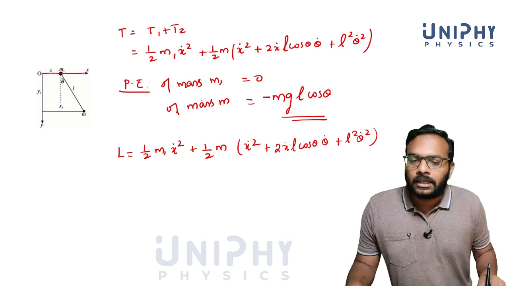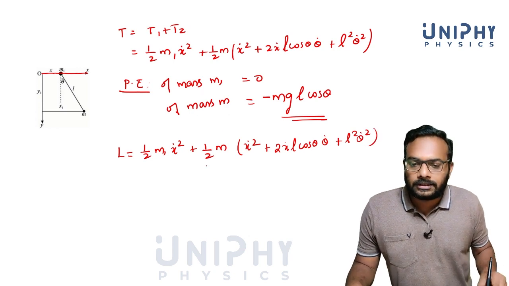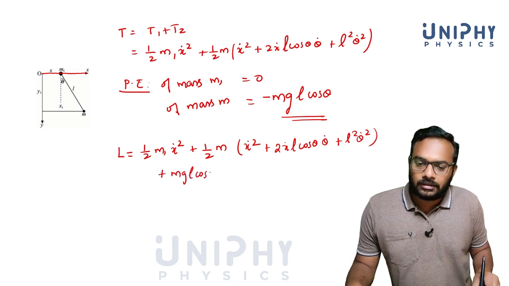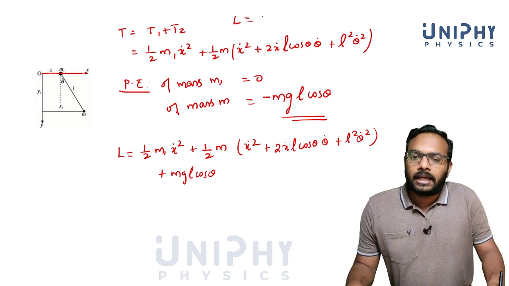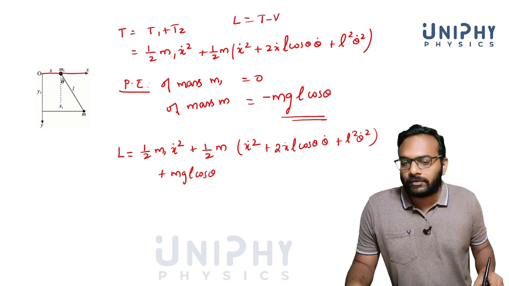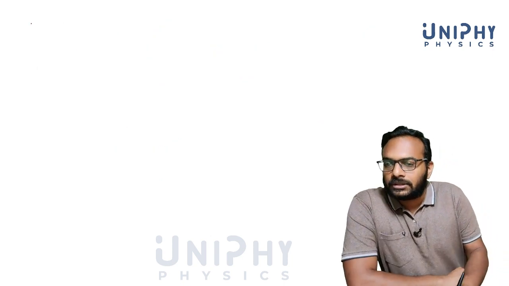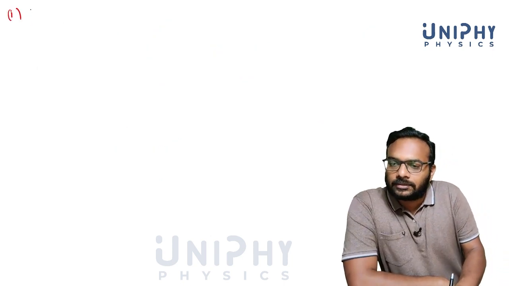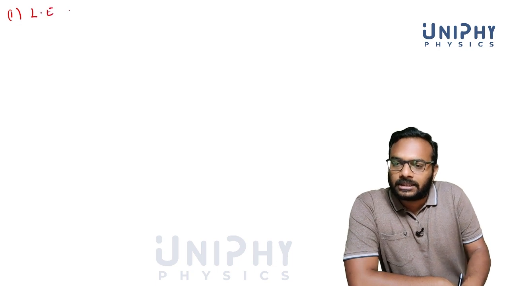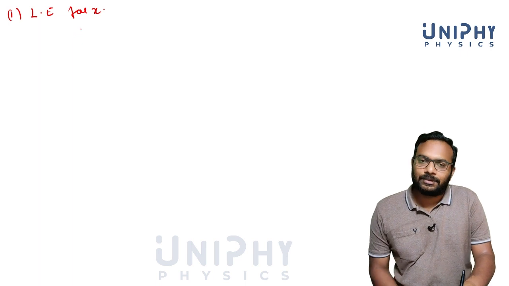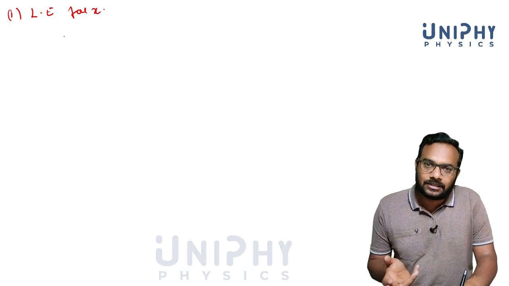All right, and minus, it's T minus V, so it becomes plus mgl cos theta. If you don't remember, L is equal to T minus V. Okay, we have got the Lagrangian. Now we just have to find the equations of motion. So first let's find Lagrange's equation for the coordinate x. As we said earlier, each coordinate has its own equation.